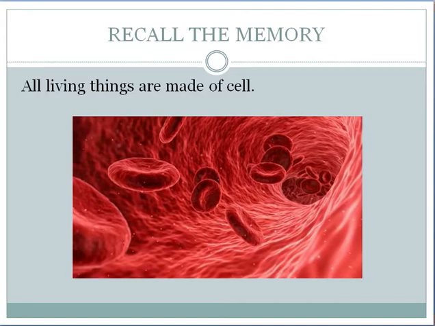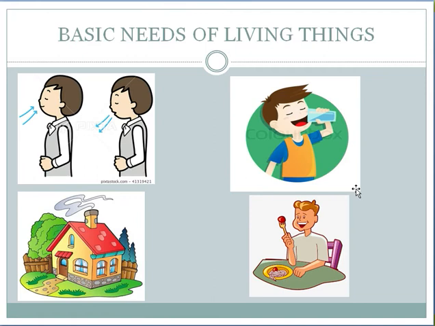Students, before starting today's topic, we will recall a few points about basic needs of living things. You know, all living things are made of cells. Look at this. This is a cell. Living things need air, water, food, and shelter.